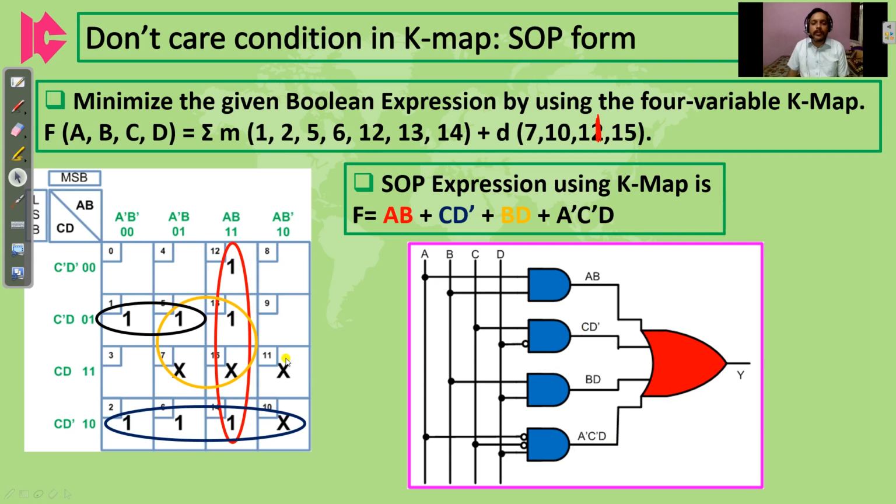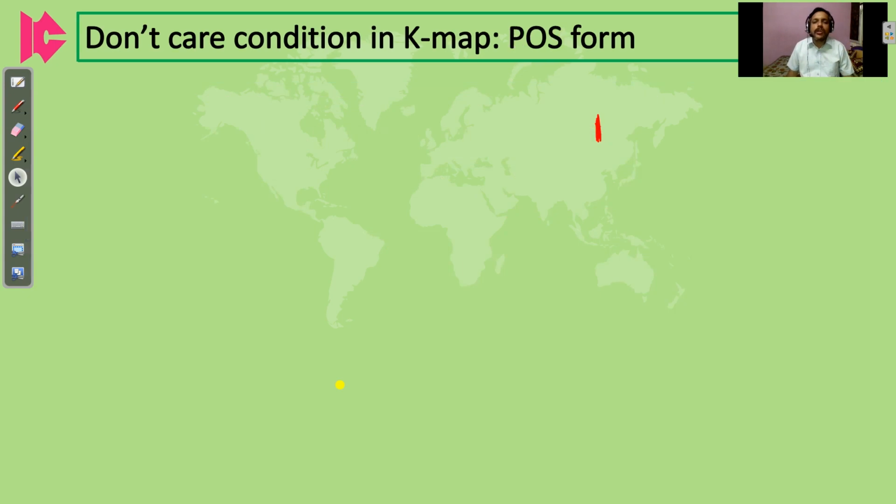So from this slide we can conclude that the don't care condition can be used according to our convenience. If they are helping in the grouping, consider it as a 1. If they are not helping, you don't bother about the don't care condition. So let's see the next example.